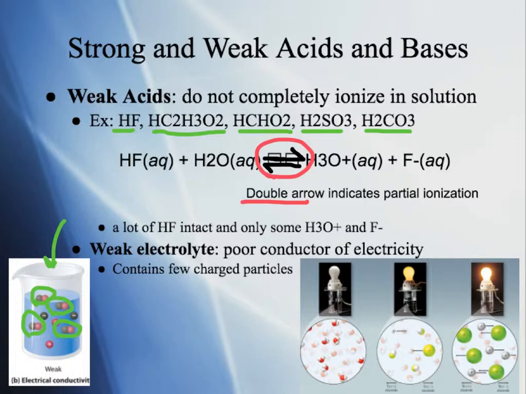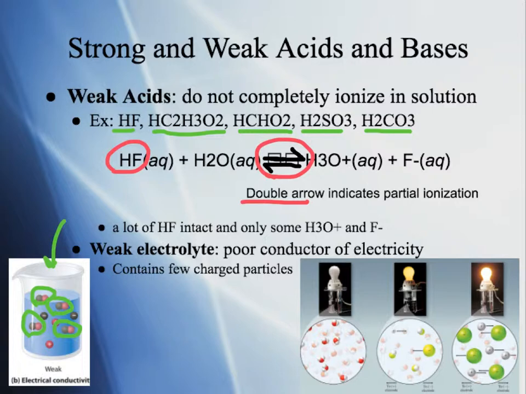But, however, we are still going to have hydrofluoric acid molecules still intact in that solution as well. So we indicate that with a double arrow, meaning partial ionization. Now, just like strong acids were strong electrolytes, weak acids are weak electrolytes. They are poor conductors of electricity.